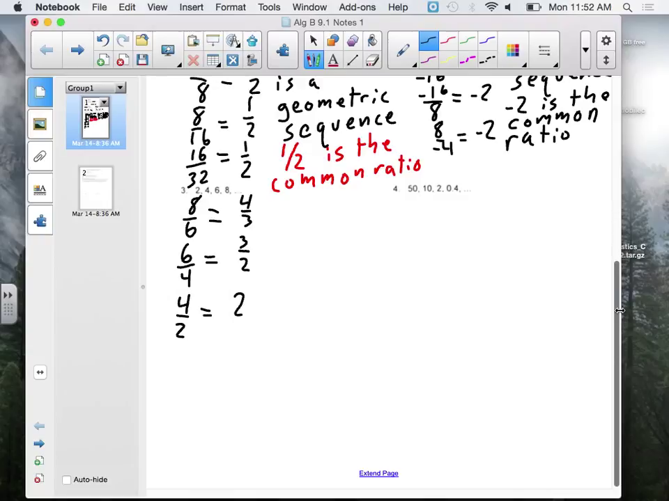What happens in this one? They're all going up by 2. They're all being added by 2, right? You're adding 2 every time. What kind is that? It's an arithmetic sequence with the common difference being positive 2, yeah.